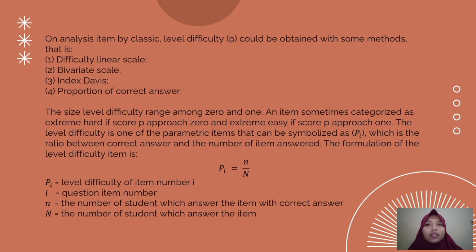The level of difficulty is one of the parameters of items that can be symbolized as Pi, which is the ratio between correct answers and the number of items answered. The formula of the level of difficulty of an item is Pi equals small n over big N, where Pi is the level of difficulty of item number i, small n is the number of students who answered the item with a correct answer, and big N is the number of students who answered the item.